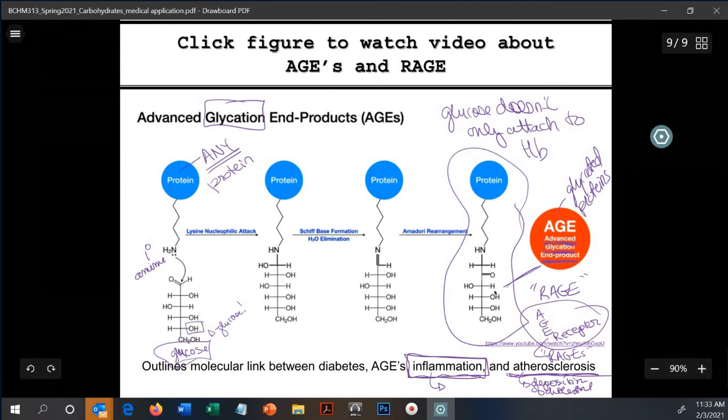So that's the deal with HbA1c, and that's it for the medical applications here of carbohydrates. Questions? Medical applications of carbohydrates? Anything?